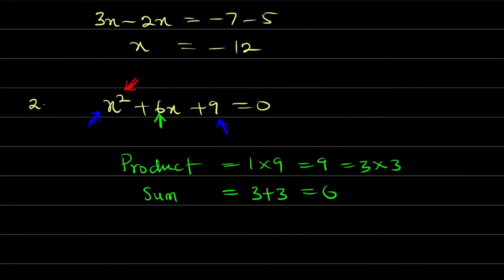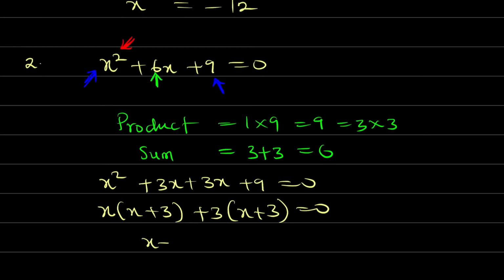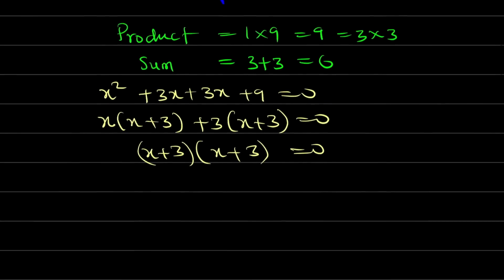Now that we have this sum, we can then go into the given equation and say x squared plus 3x plus 3x plus 9 is equal to 0. We are making an attempt to factorize this equation. So we have x into x plus 3, plus 3 into x plus 3 is equal to 0. So we have x plus 3 into bracket x plus 3 is equal to 0.